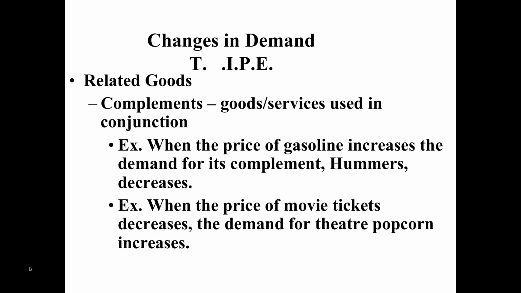You notice here there's an inverse relationship between the price of one good and the demand for the other. So for example, with the second example, with the movie tickets and the popcorn, the price of the movie ticket decreased, and therefore the demand for the theater popcorn increased. So it was an inverse relationship there. And that's always going to happen with complements.